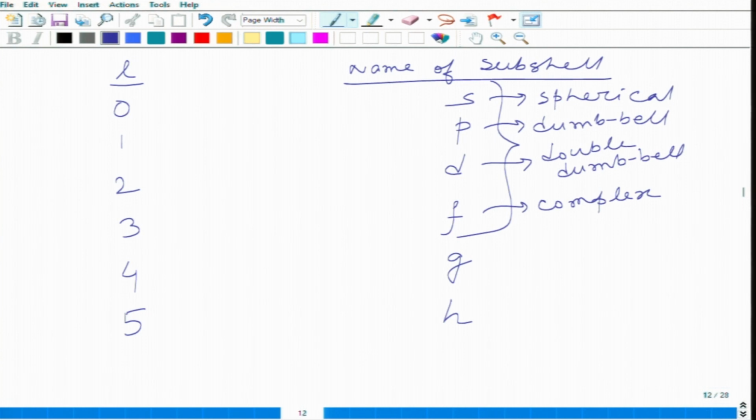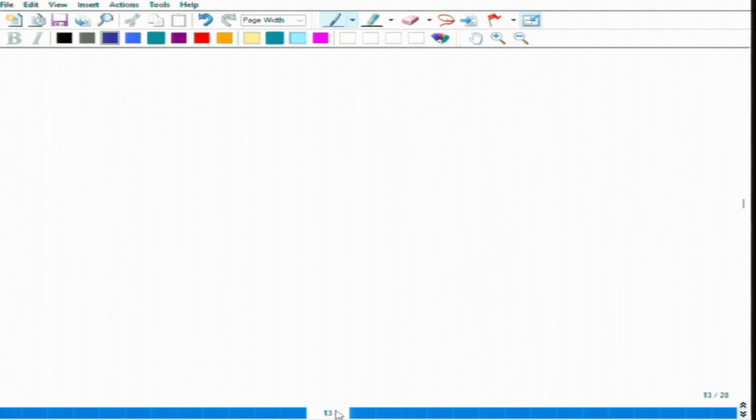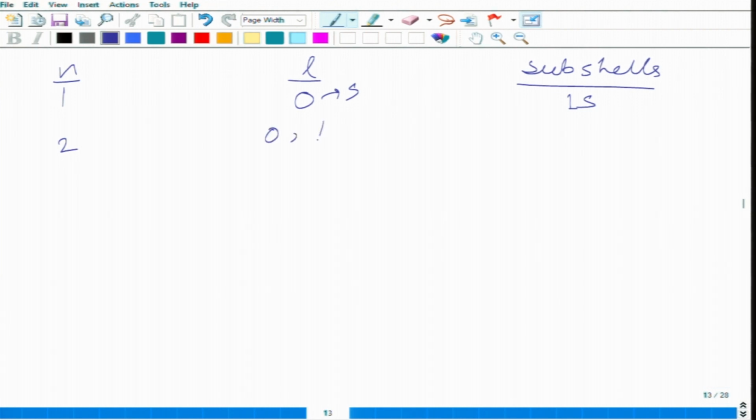So, if we write together, what we will have? n, L, subshells. Okay. For n equal to 1, L is only 0 and 0 means s. So, the subshell will be called 1s. For n equal to 2, there will be two subshells 0 and 1. So we will call them 2s for 0 and for 1, 2p.